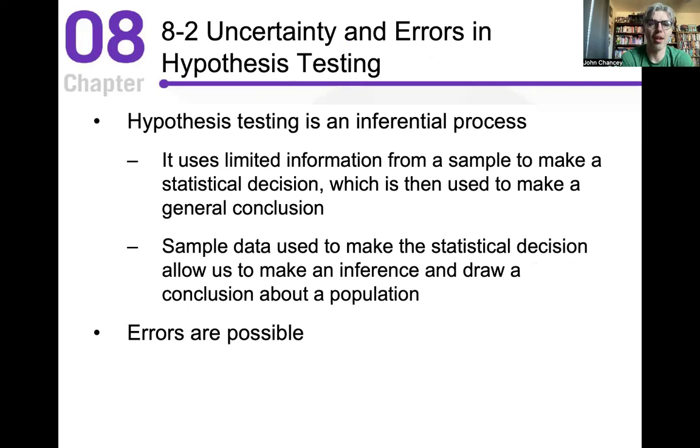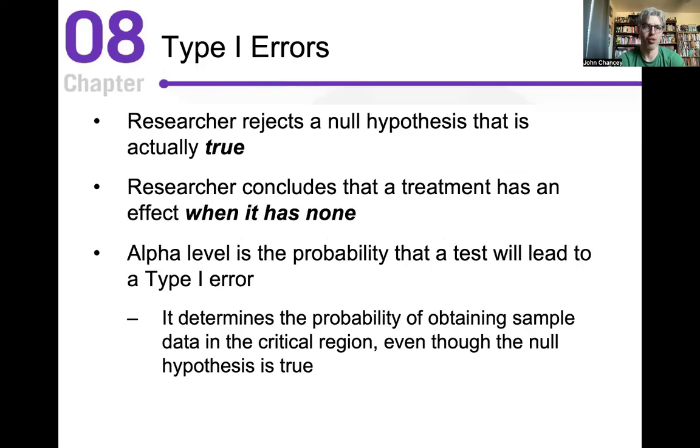So now we're looking at the idea that there are errors. Remember, we are making inferences from samples to population. So we're going on limited information, just the data that we have, to make a statistical decision. Sample data is used to make those inferences. But, of course, errors are possible. We even talked about that last chapter with our standard error equation going from sample to population. So errors are possible.